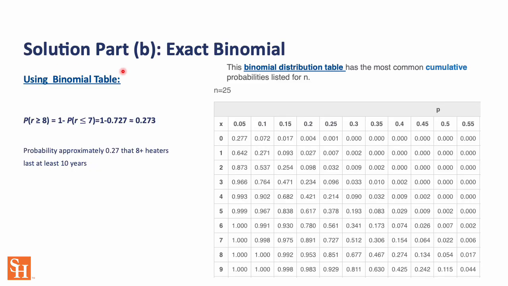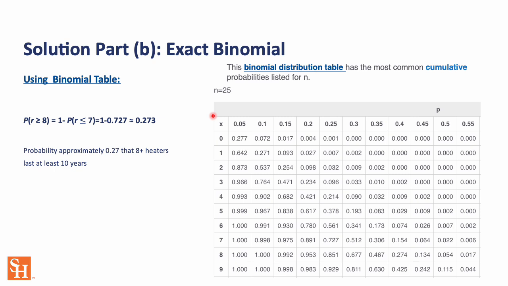So now let's see how we can solve this problem using the binomial distribution. So the original distribution of this problem was the binomial distribution, right? And in that case the number of trials was 25, and we have to find the probability that r is at least 8, right? And now this is the same as 1 minus the probability that r would be less than or equal to 7, right? And from the binomial probability table, now we have to find this probability.